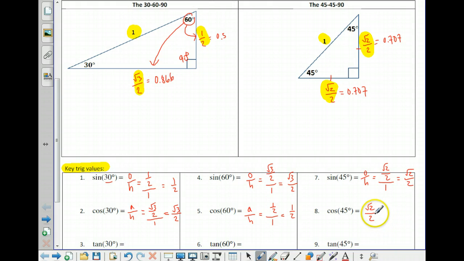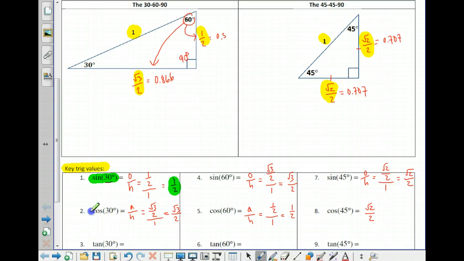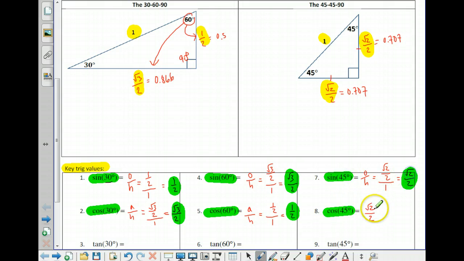Okay, any questions? So right now, we've identified some key values. Sine of 30 is always 1/2. Cosine of 30 is always square root of 3 over 2. Sine of 60 always square root of 3 over 2. Cosine of 60 always 1/2. Sine of 45, cosine of 45 are equal to each other. Any questions so far? These are very key values.